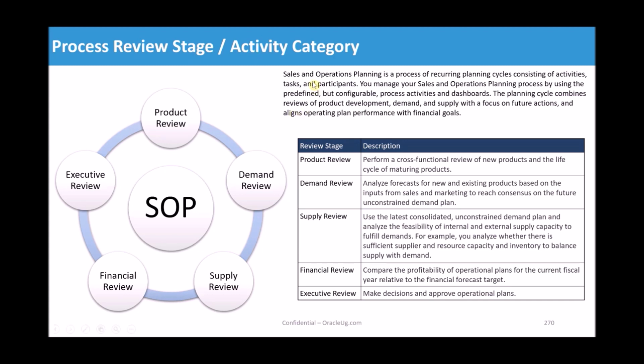So these are the key points. Sales and operation planning is a process of recurring planning cycles consisting of activities, tasks and participants. So activities like each of those activity categories. So here this one, the product review, you can call it a process review stage, or you can also call it an activity category. Under each activity category we have several activities. Each activity has various tasks, and for each task you assign a person with a time.